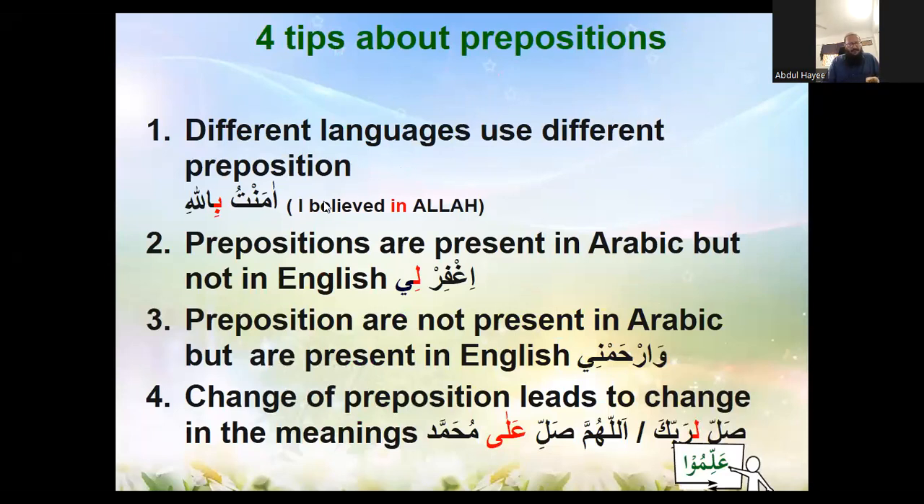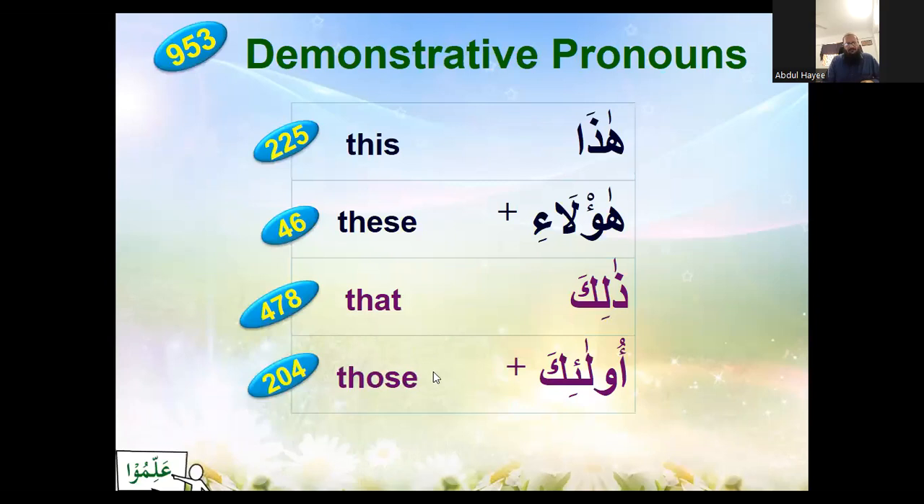First, different languages use different prepositions. Second, prepositions are present in Arabic but not in English. Third, prepositions are not present in Arabic but are present in English or another language. And fourth, a change of preposition leads to a change in the meaning. Then we saw the fourth point.